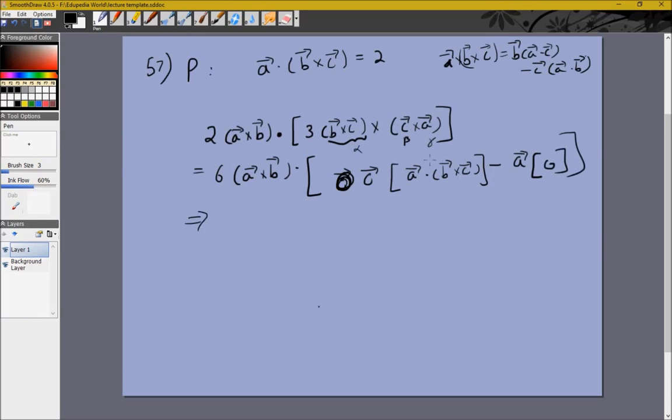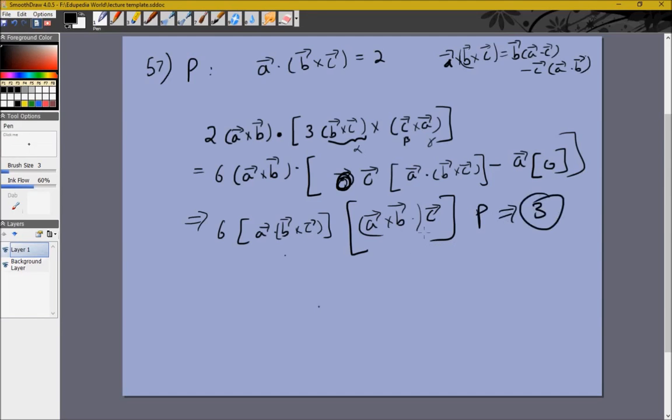So what we get is, now this is just a scalar, it comes outside. So 6 times A dot B cross C multiplied by A cross B dot C. But we see this is just C dot A cross B, which is the same thing, 2 again. So this is equal to 2, this is equal to 2, this is 6. So P comes out to be 24, which is the option 3.